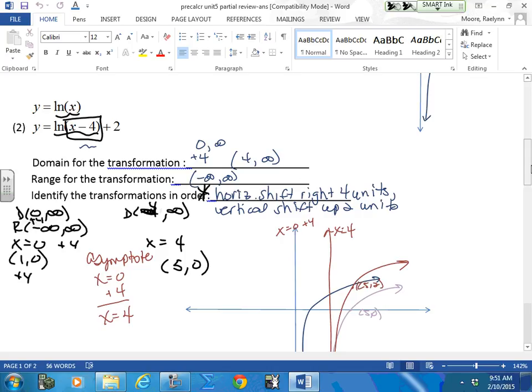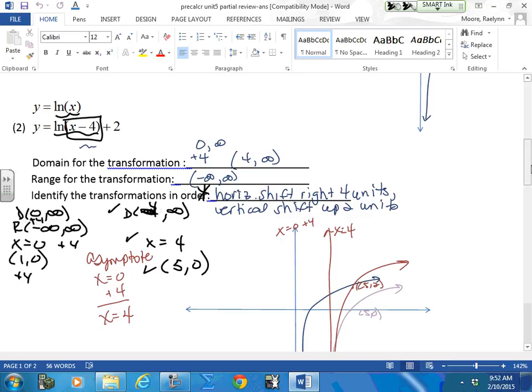This is a good starting point. So now you know where to go from there. The second part of this, when you do the +2, there's your vertical shift. It has no effect on your domain or your range, because range was all real numbers in this case. So there's your final domain. There's your final asymptote, your final x-intercept.